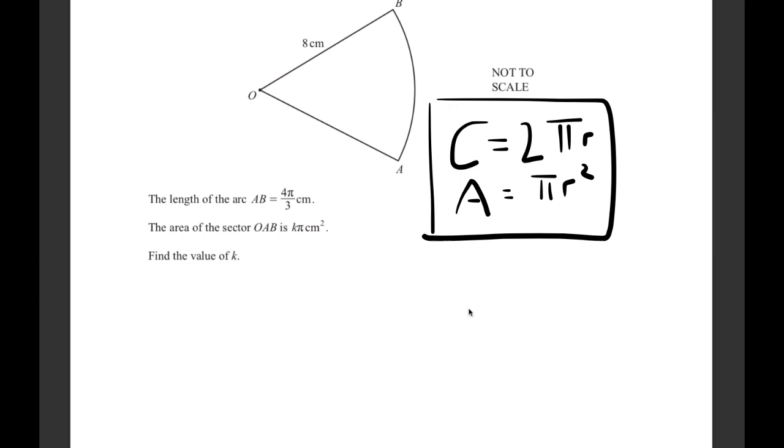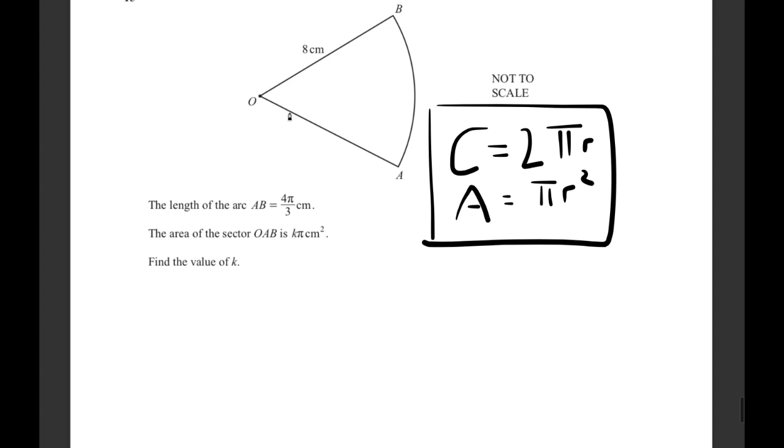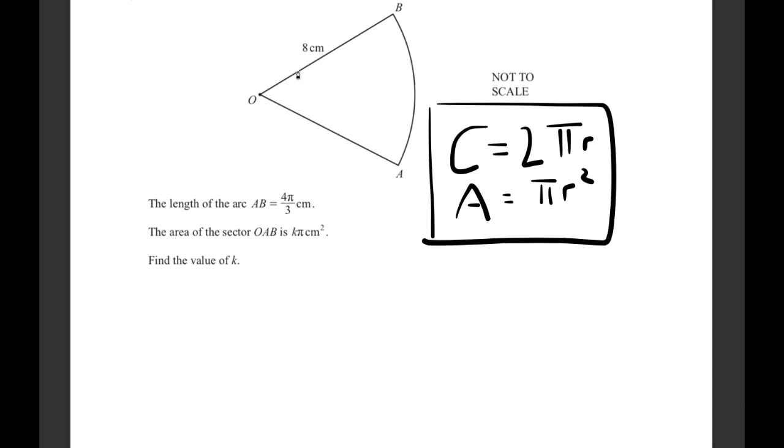Okay, so let's see what we can do with this question. We don't know the angle, which is interesting. They're not giving us the angle of this question. So let's call it something. Let's call the angle, let's call it y for a change. So let's call that y. Right, so let's just put in the formula for the arc length.